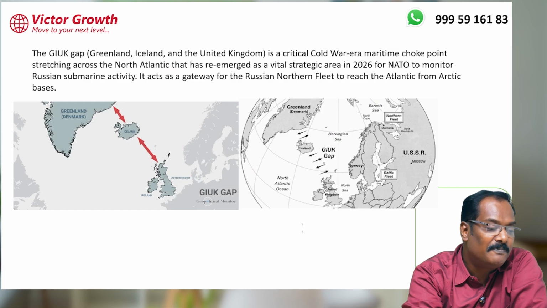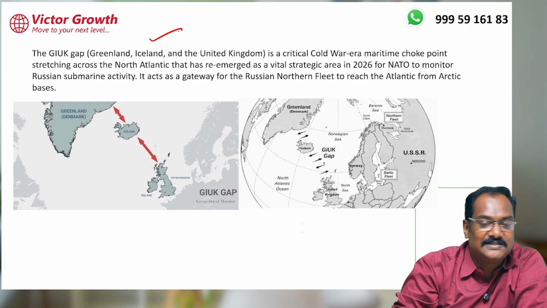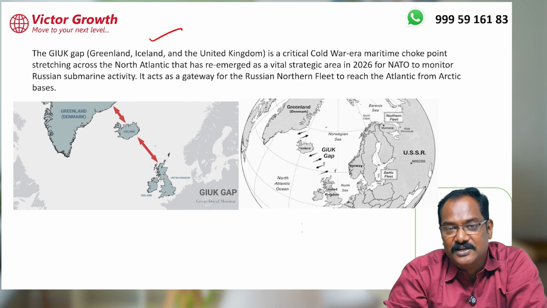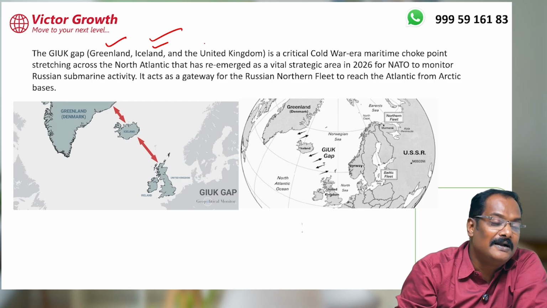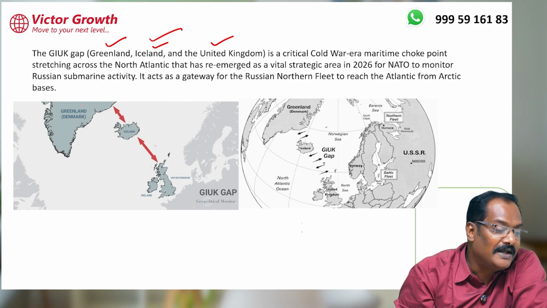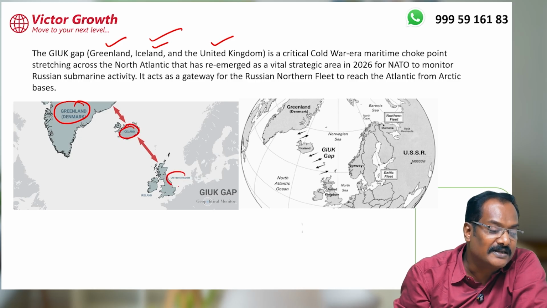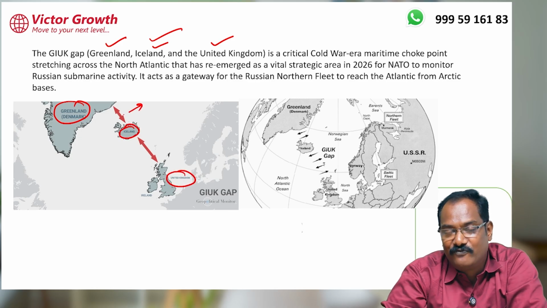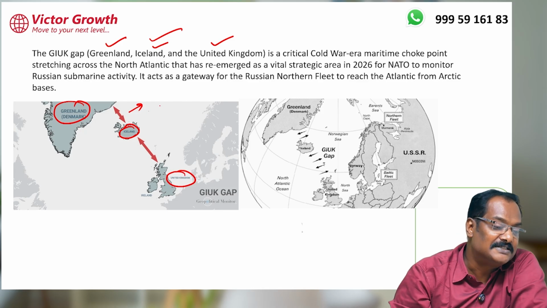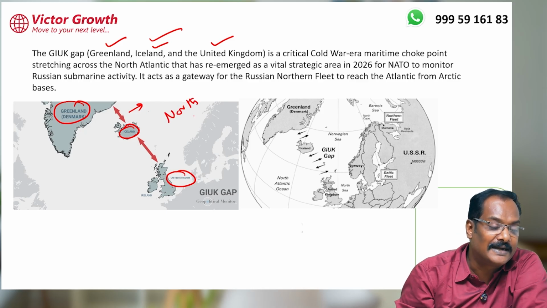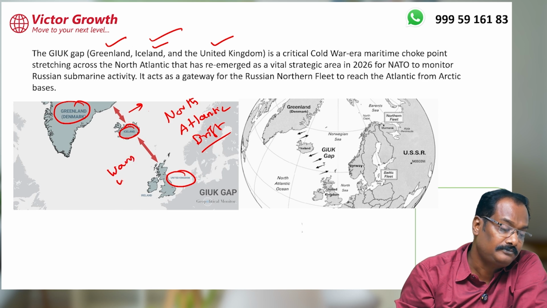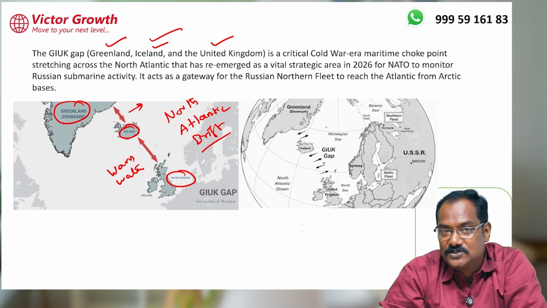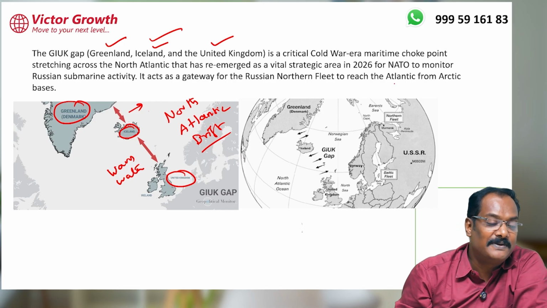And one more important thing is the GIUK gap. I am expecting this as a question. The GIUK gap has been in the news recently. What is it related to, or where is it located? GIUK: G for Greenland, I for Iceland, and UK for United Kingdom. Greenland is here, Iceland is here, and the United Kingdom is like this. Most of the time they will be frozen, and you cannot move through it. But sometimes, because of the North Atlantic drift, write down this word, it is geography, there will be warm water. And because of the warm water, this can be used even in the winter season as well.